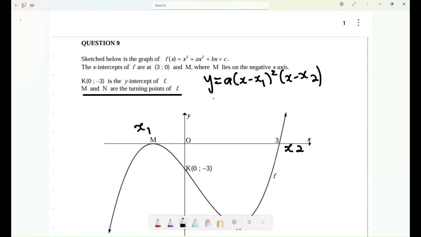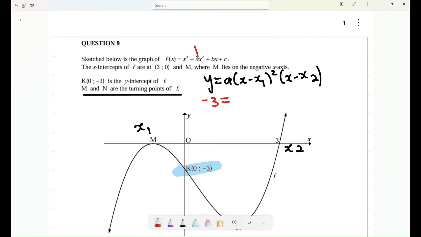Now I'm going to substitute any point that I have on the graph for y and this x. This x and this x are the same, okay? Yes. This x and that x are the same. So I'm going to take this point and substitute it there. So if I substitute that point there, it's going to be negative 3 is equal to a, what is the value of a?